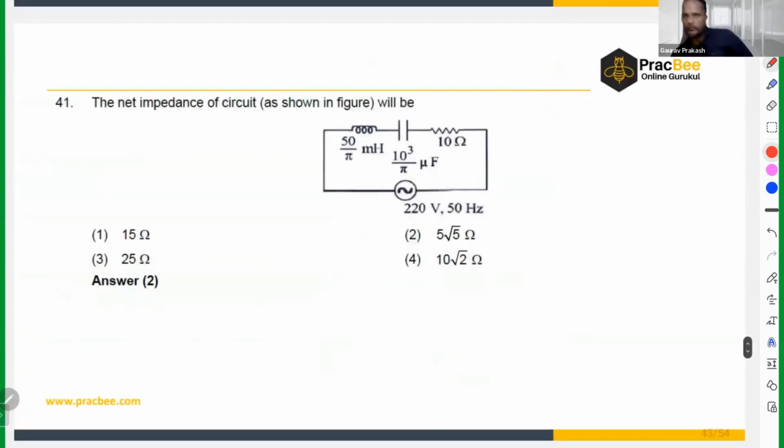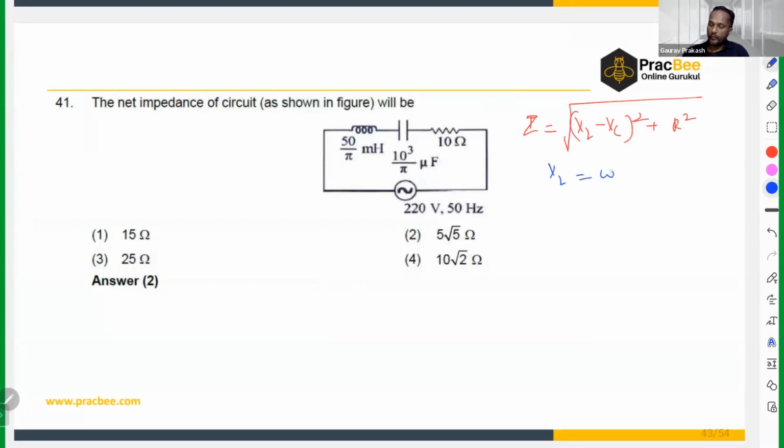Now let's look at the 41st question, the net impedance of the circuit. So what is impedance? Impedance Z is given by the square root of (XL minus XC) whole square plus R square. A question of AC circuit. I hope you know this formula. So it's very imperative that we should know how to calculate the value of XL. So XL is omega L.